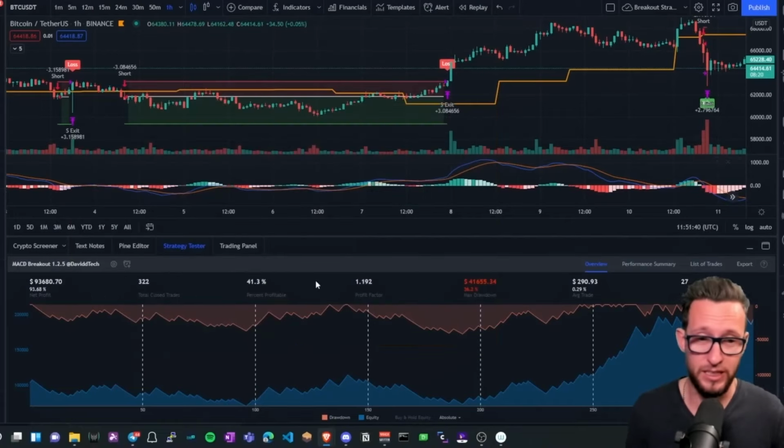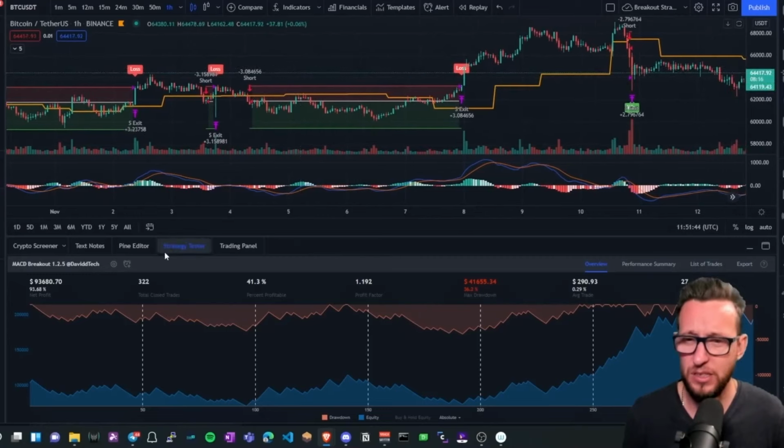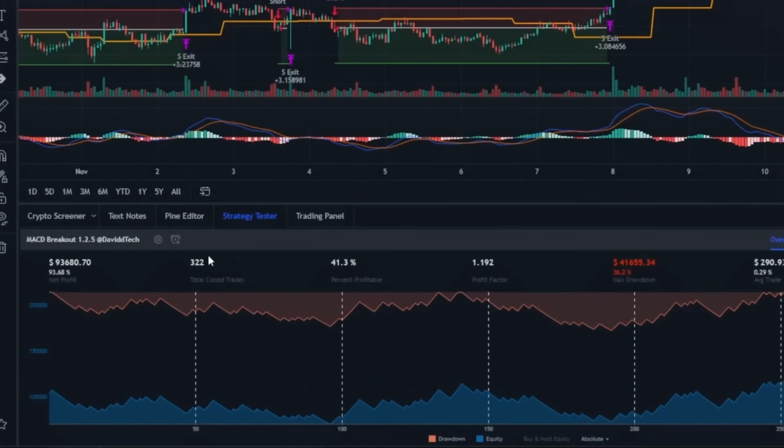Okay, well, gee. I wasn't expecting that, to be honest. This is the first time I clicked on it. Right, so we have here our net profit of 93%. It has taken 322 trades, 41.3% profitable. So that's the win rate. Profit factor was 1.192.